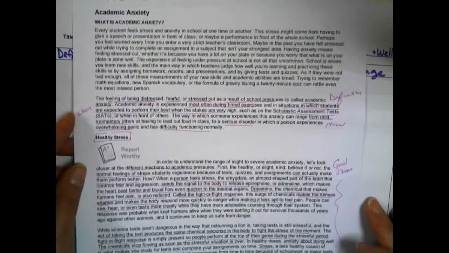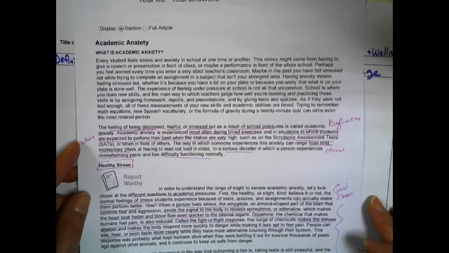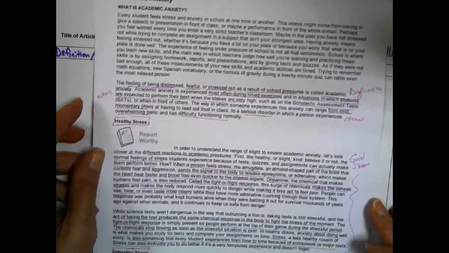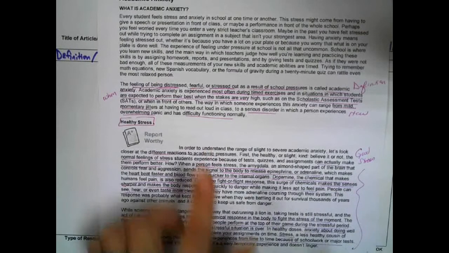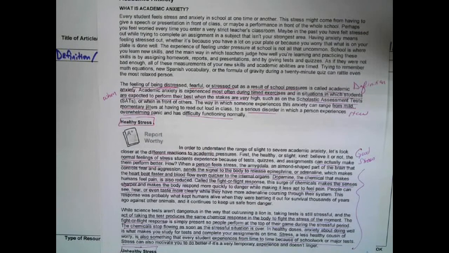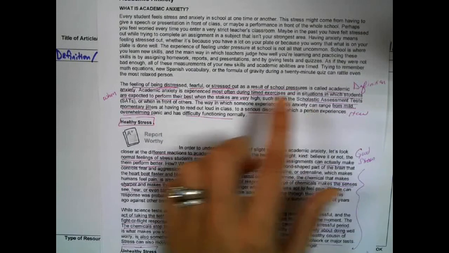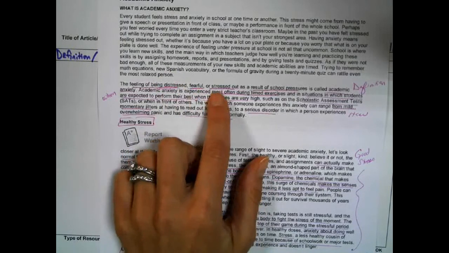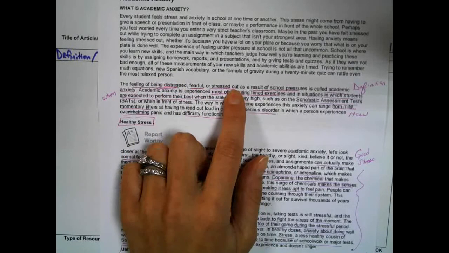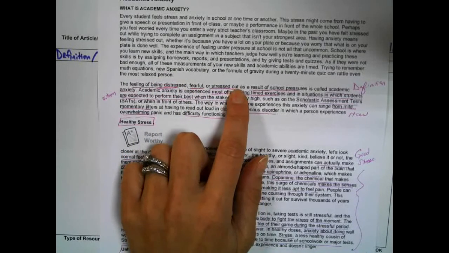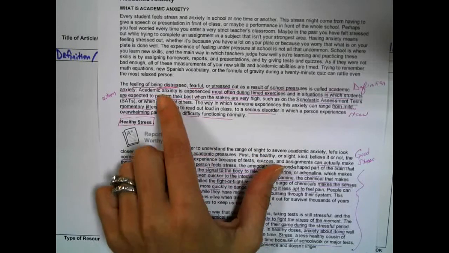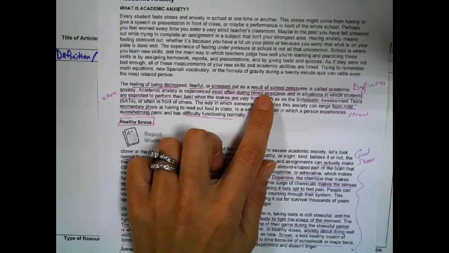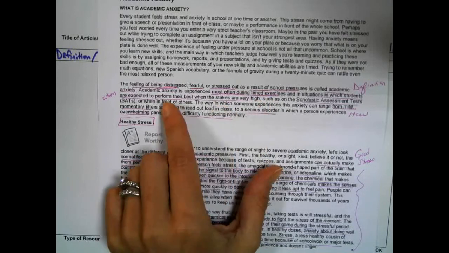When I have a source, I like to actually have my source printed out, and then I annotate it. And so you can see I've gone through and I've read my source first, and I've worked with it. And I challenge myself to only underline or highlight information kind of in factoids or in keywords. So I just have distressed, fearful, stressed out, result of school pressures, academic anxiety.